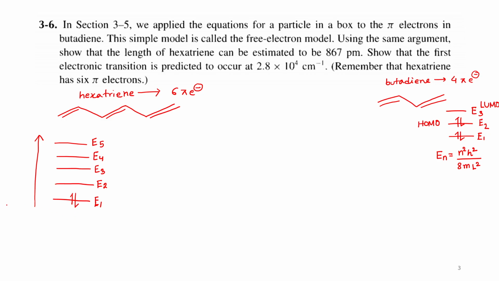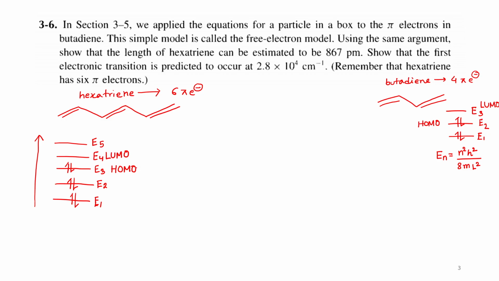So, E1 will consist of one pair of electrons. E2 will consist of one pair of electrons. E3 will consist of another pair of electrons. So that is a total of 6, right? Now you can see our HOMO is E3. Similarly, LUMO is E4. So the fastest electronic transition is predicted to occur.